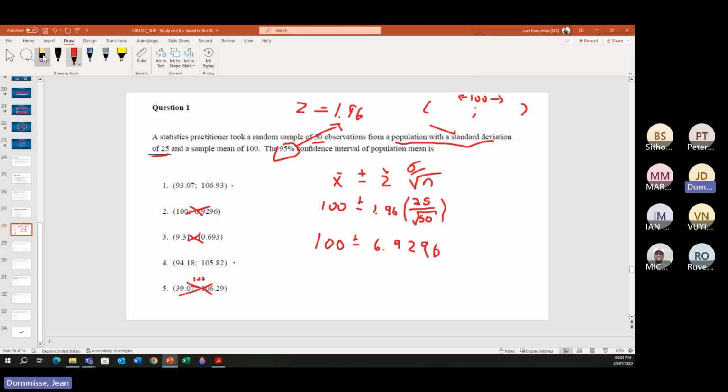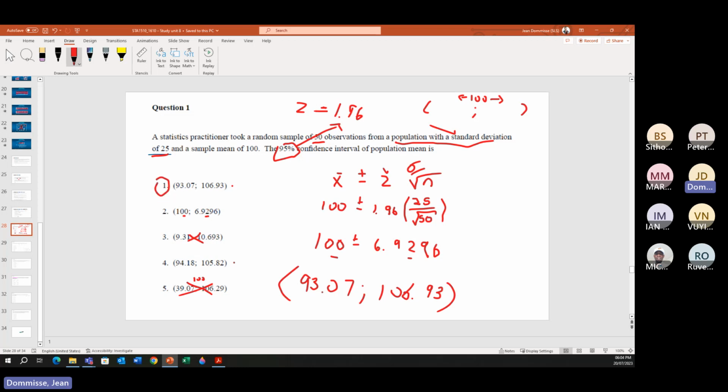Okay, so what actually happened is they give us the 100 and they give us the second part of that sum. So sometimes if something looks weird, it might be giving you a hint as well. So if I say 100 minus that, we will get 93.07. And if I say 100 plus that, we will get 106.93, which is then option 1.